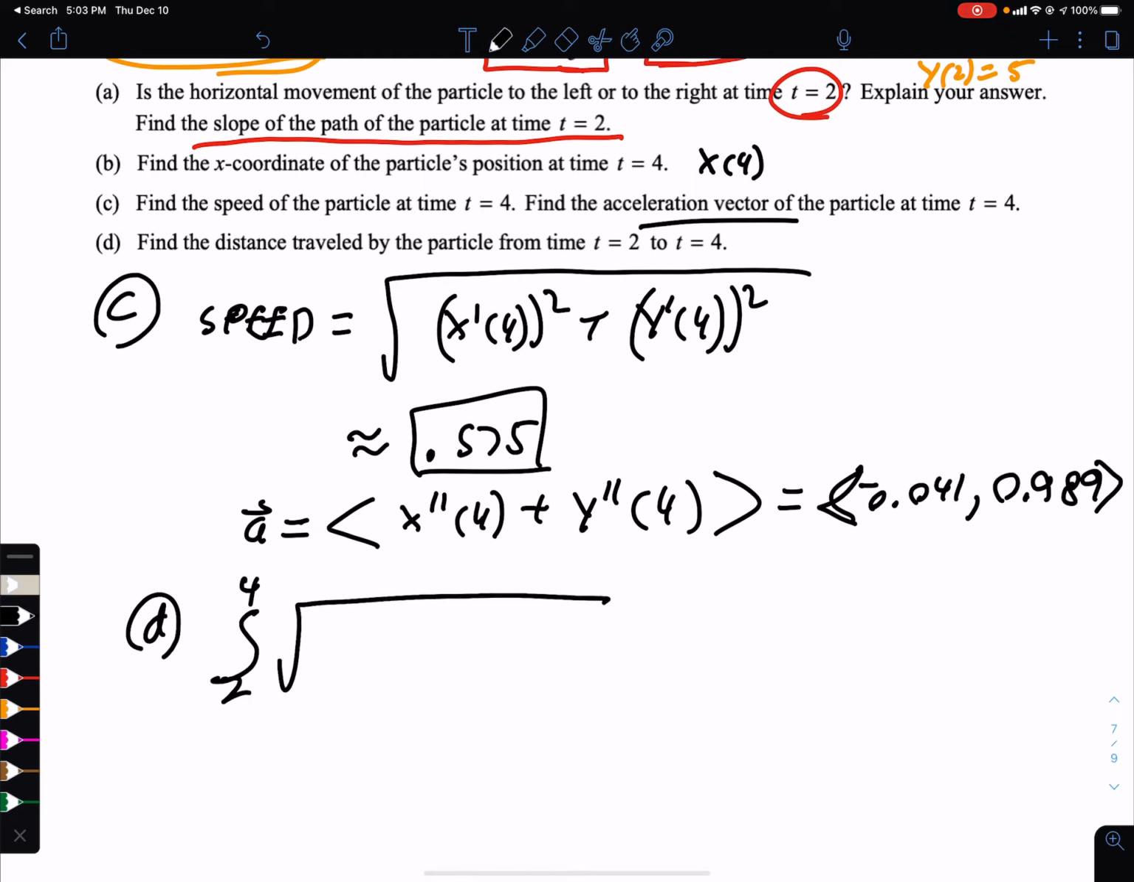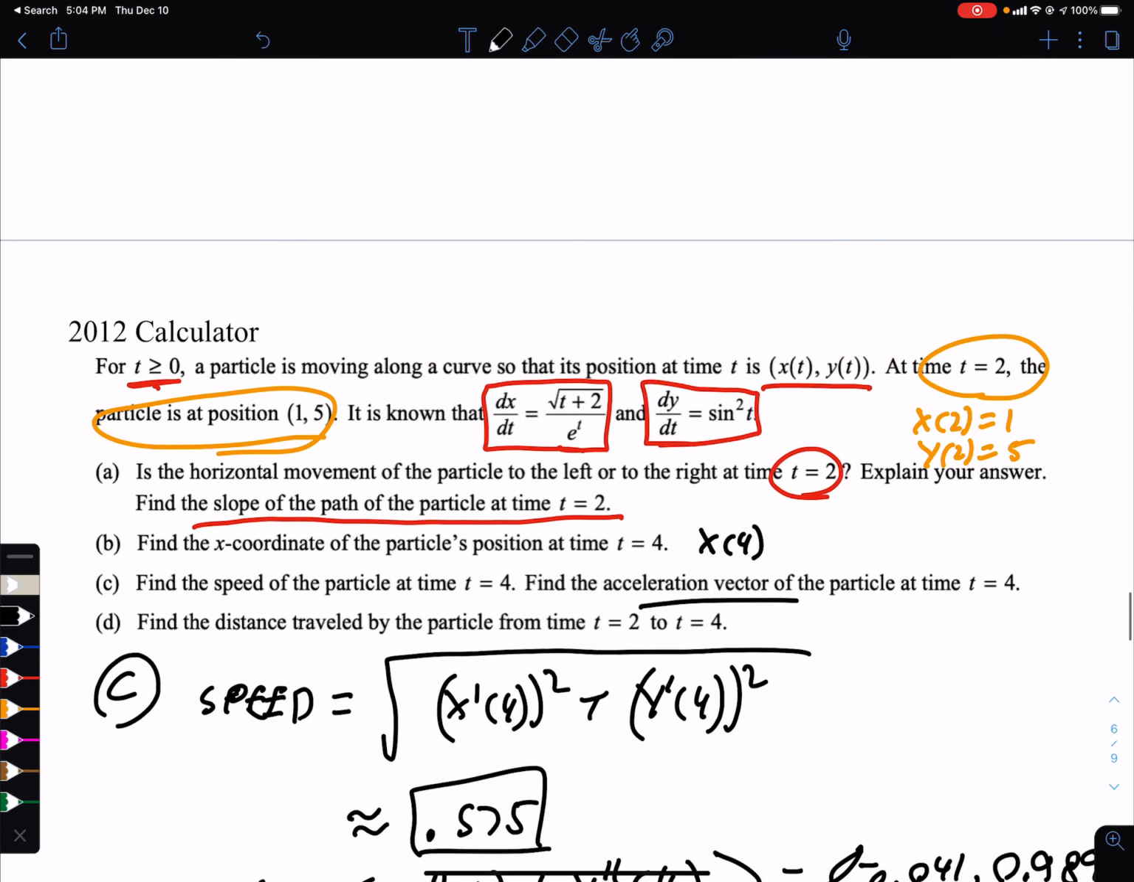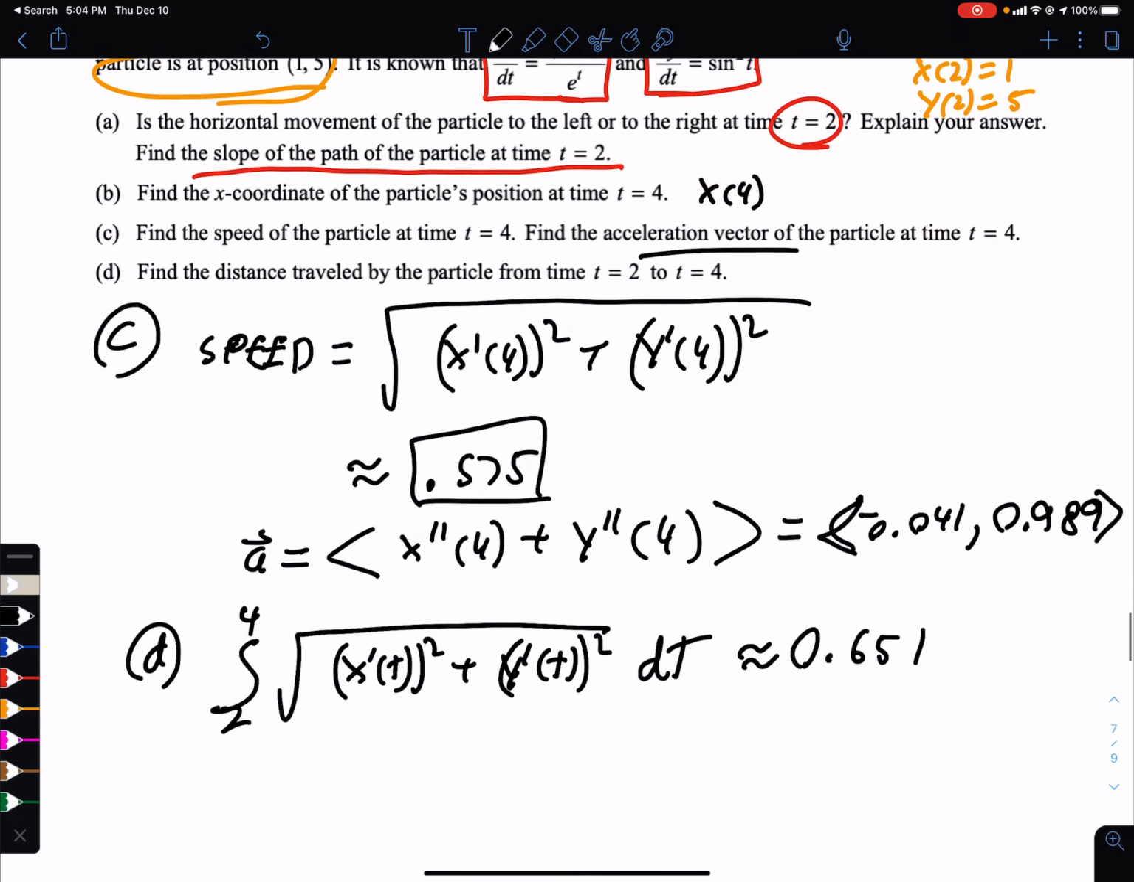And it's going to be Pythagorean Theorem on delta x and delta y, which is x prime of t squared plus y prime of t squared dt. Well, again, this is calculator work. Just plug that into your calculator. We already have x prime and y prime. If you plug that in your calculator, it comes out to be about 0.651. Or if you truncate or round off, it comes out slightly differently. But that is how you do 2012 calculator FRQ on parametrics.